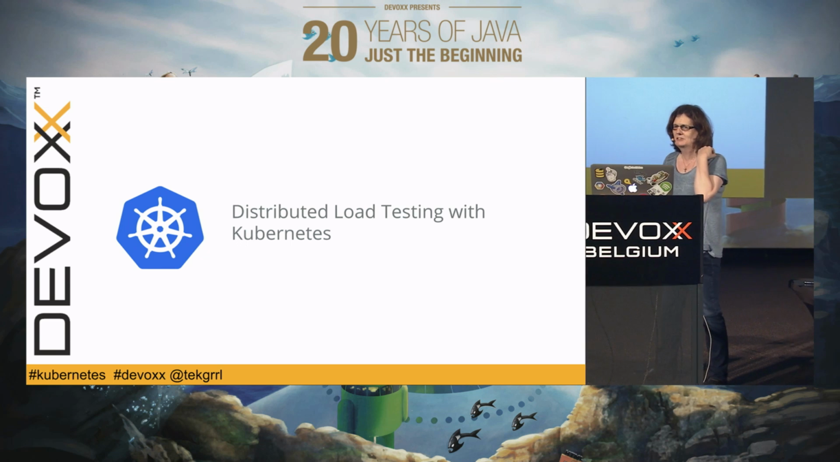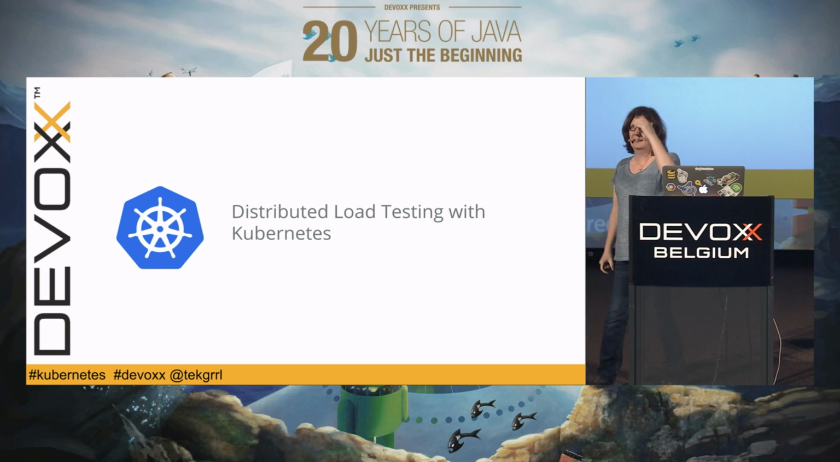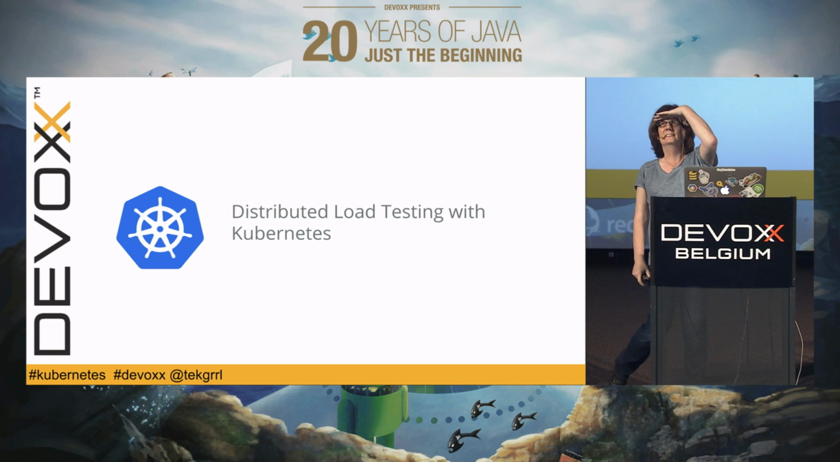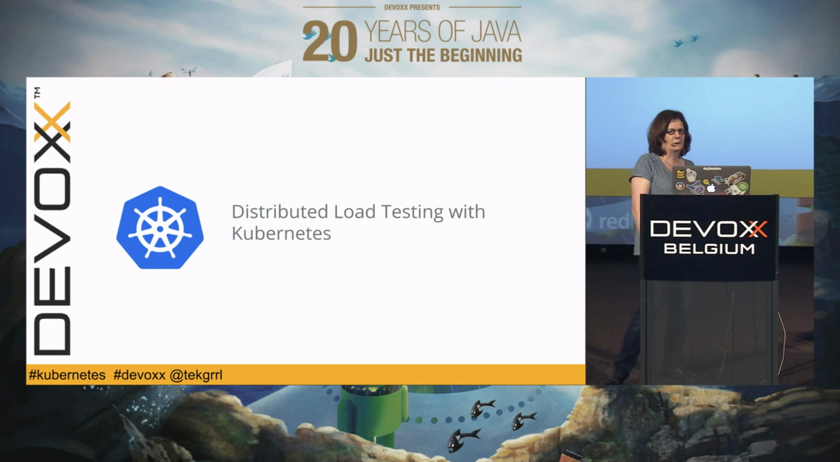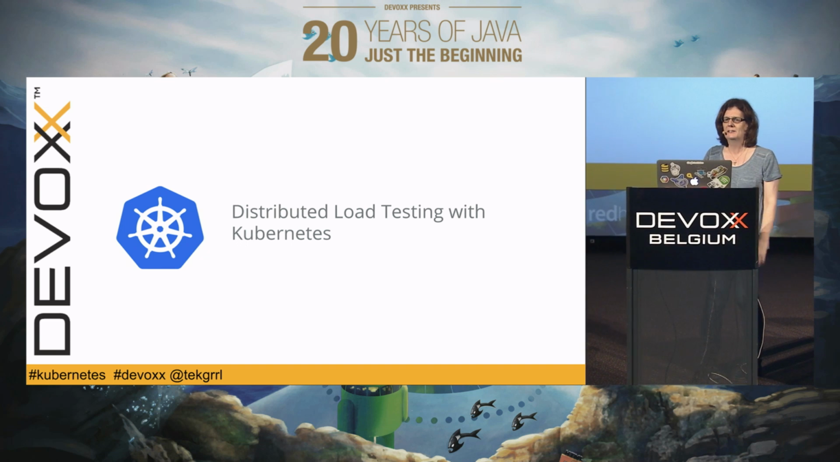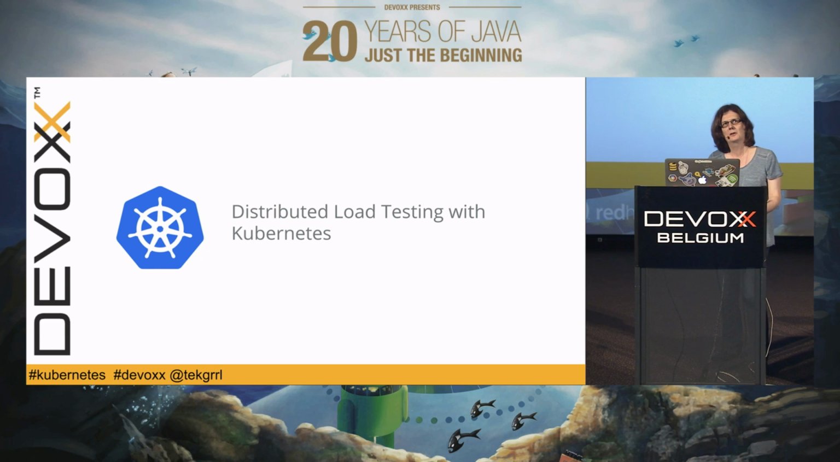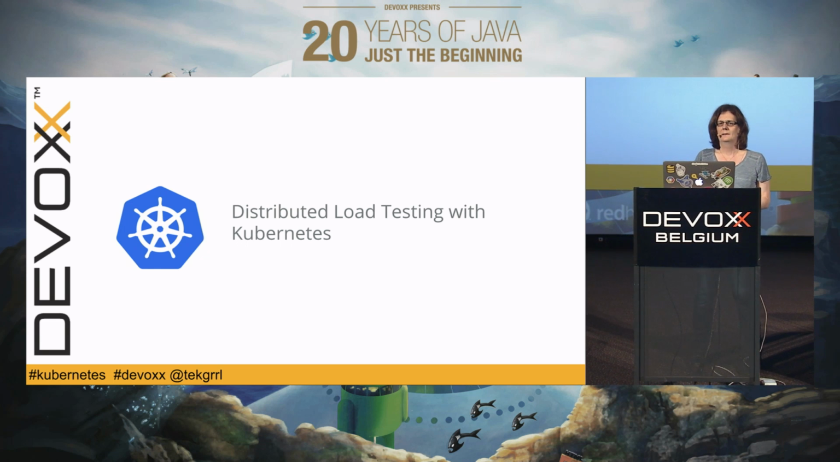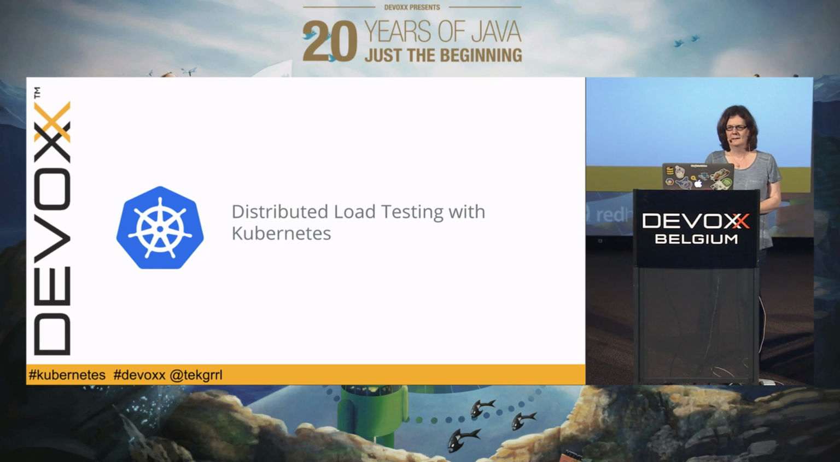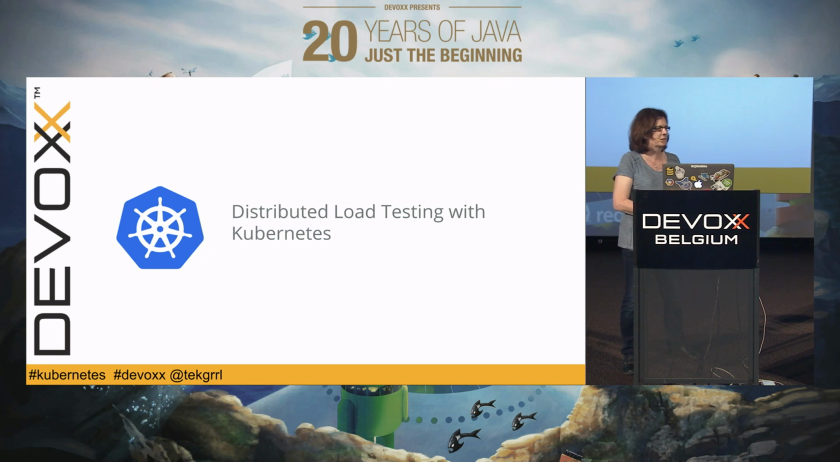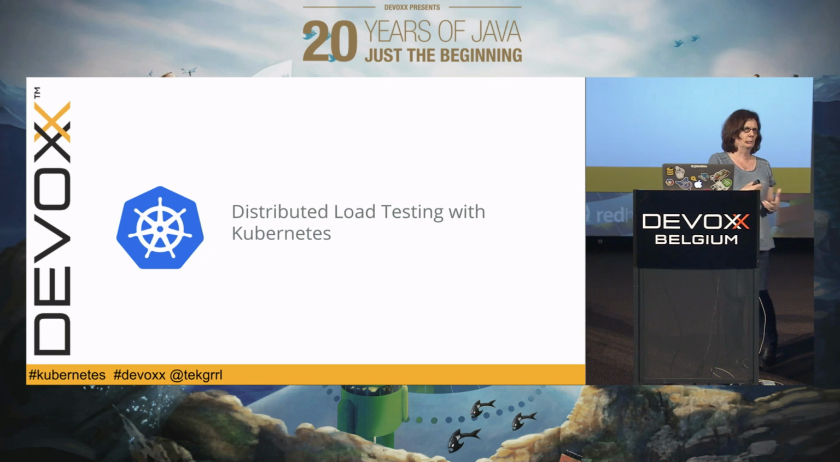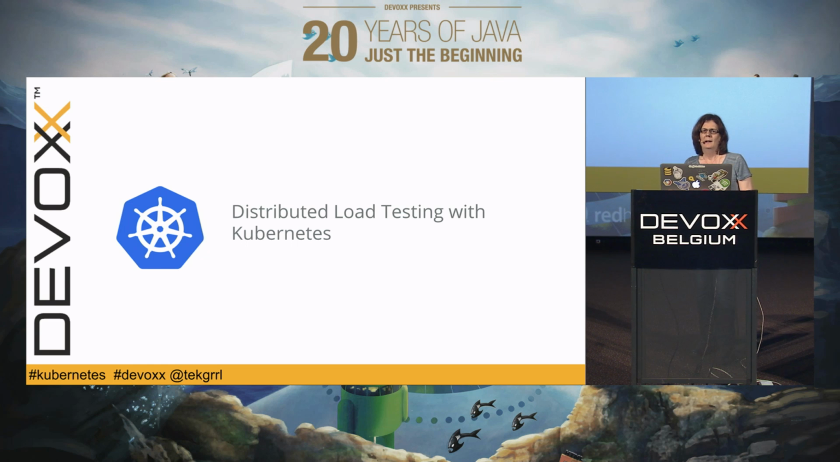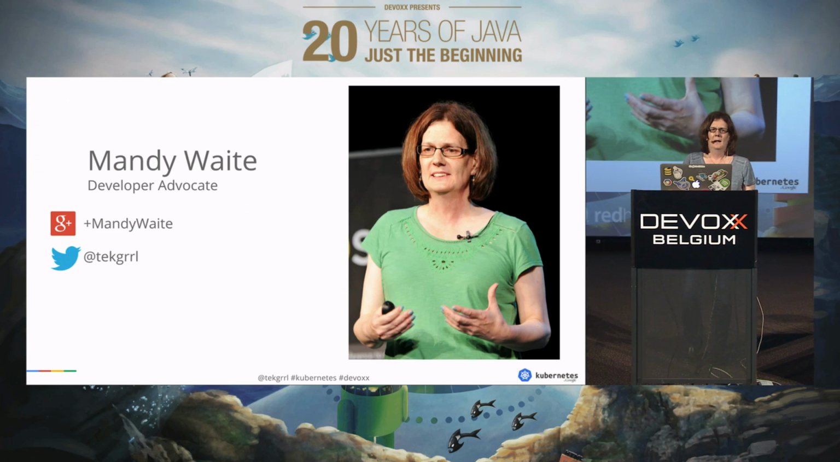So we're going to be talking about distributed load testing with Kubernetes. I may ask you some questions, but I can't see many of you. We're going to start off with a quick introduction to Kubernetes, but we're going to look at it in the context of performing distributed load testing. We're also going to explore some features of the newly announced Kubernetes 1.1 and maybe look towards the future as well a little bit.